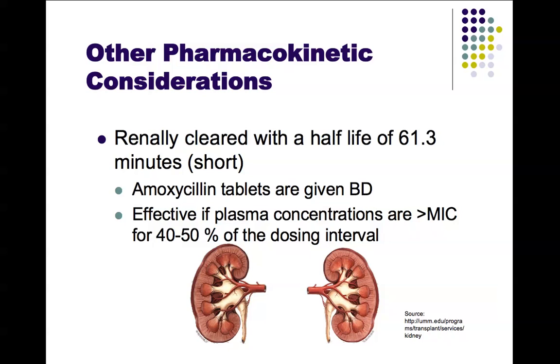with that short half-life. Now, the important thing with amoxicillin is not what its plasma concentration is at any one point in time, but how long that plasma concentration remains above the minimum inhibitory concentration for the bacteria. As long as this occurs for more than 40 to 50% of the dosing interval, amoxicillin will be effective.